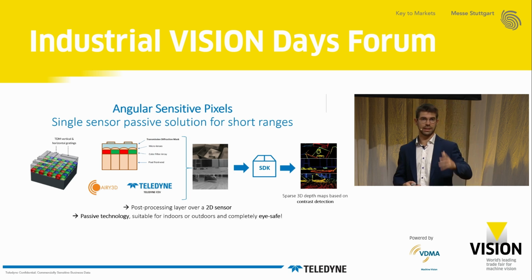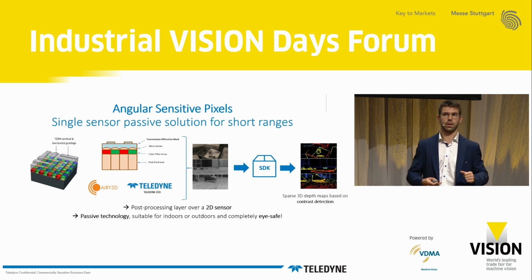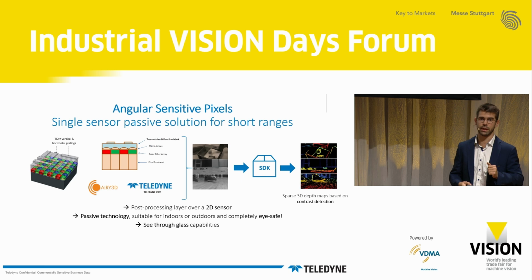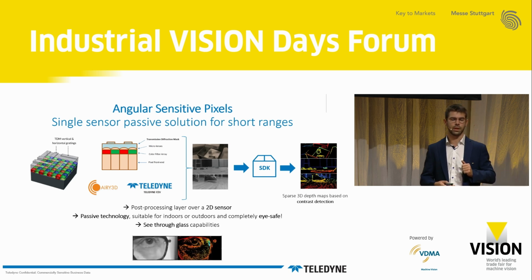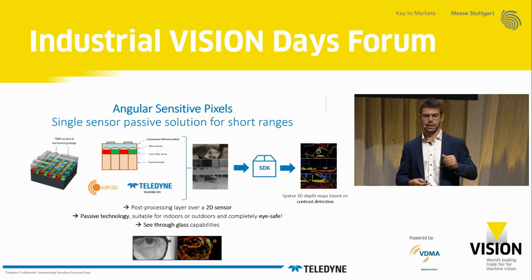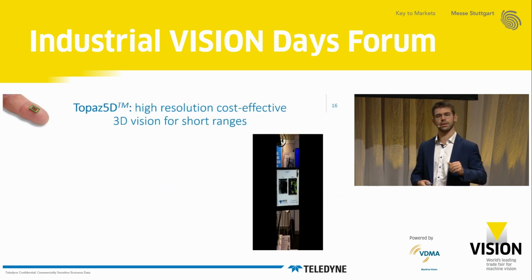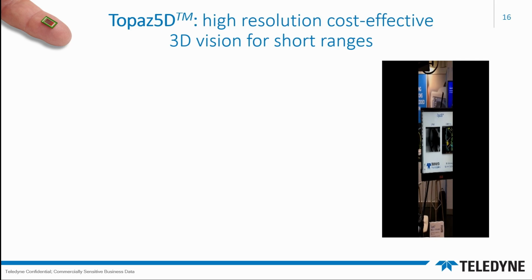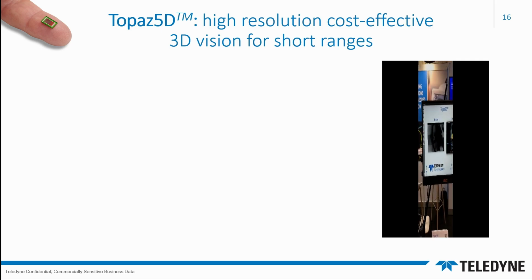So this is a passive technology. So no illumination required. It's suitable for both indoors and outdoors, and it's completely eye safe. It has see-through glass capabilities. And so the first sensor we've done with this technology is our Topaz 5D sensor. It's a high-resolution solution, cost-effective for 3D vision at short ranges.